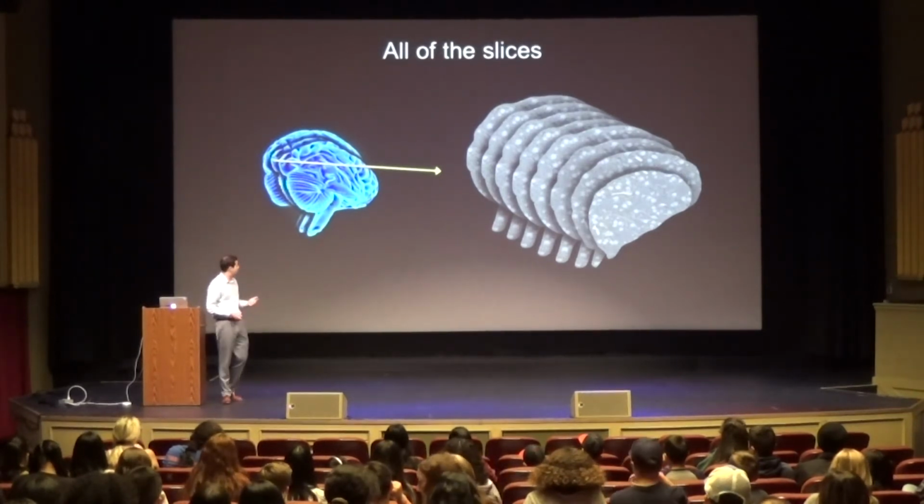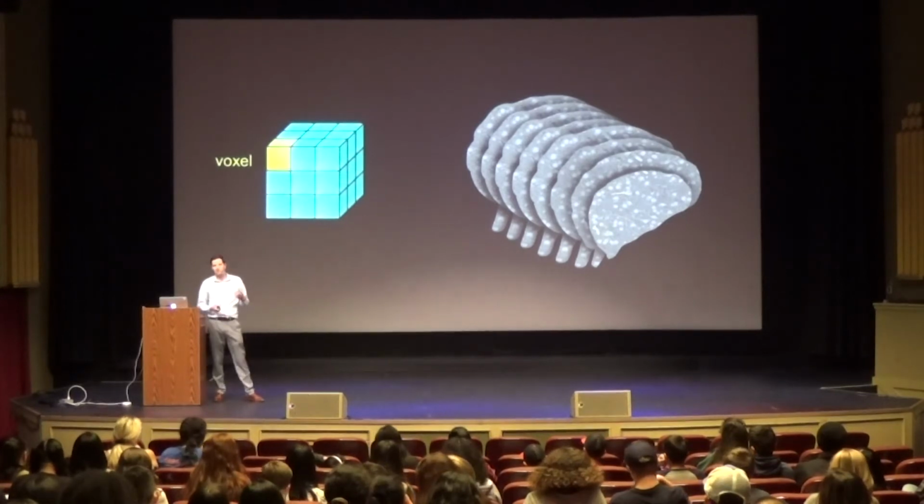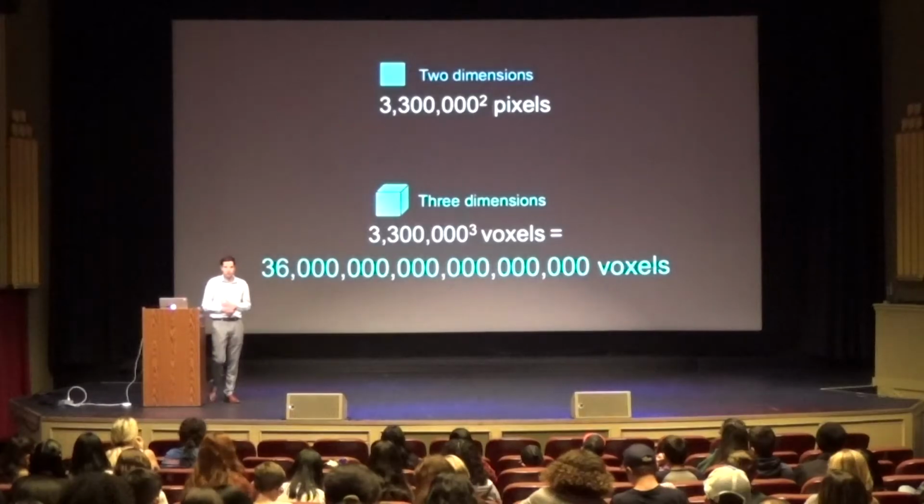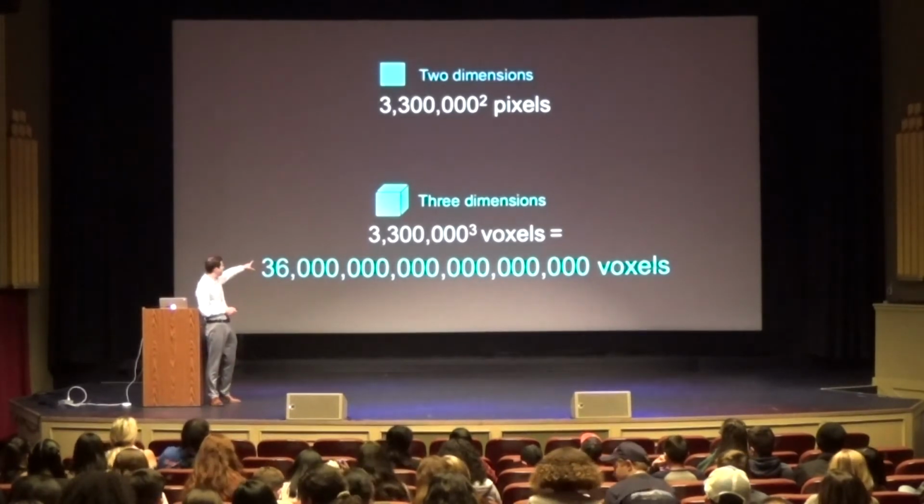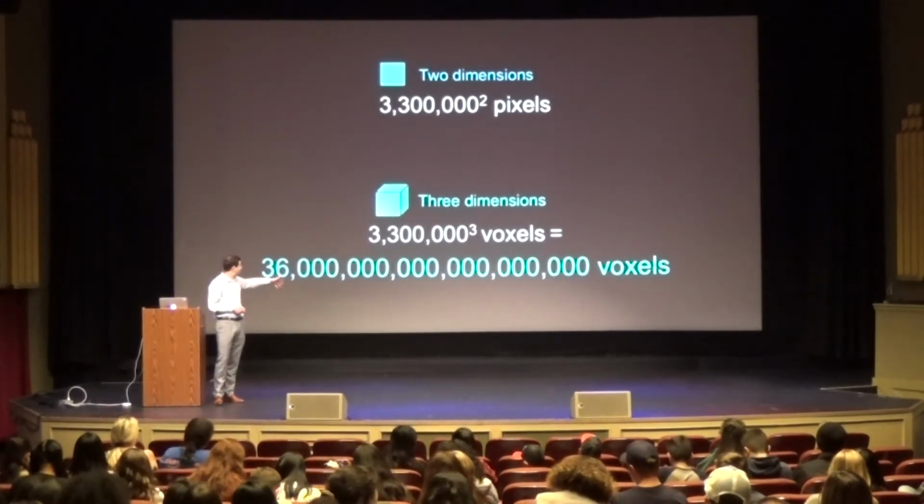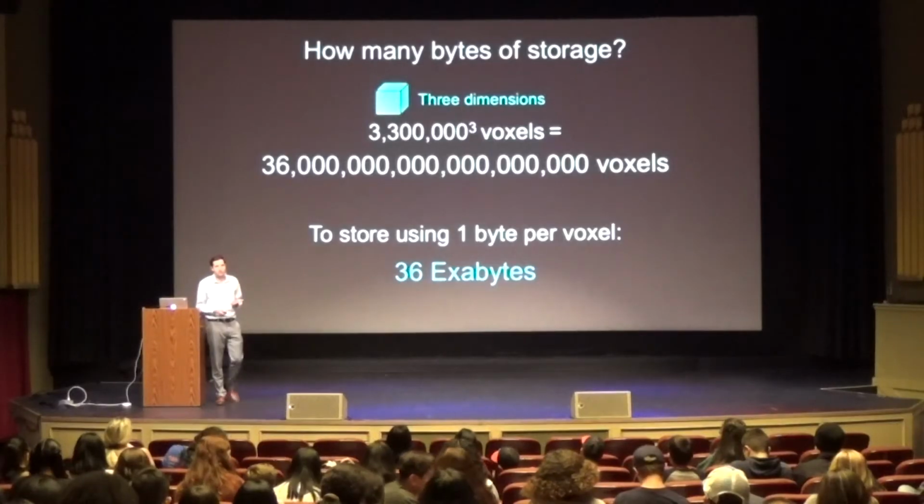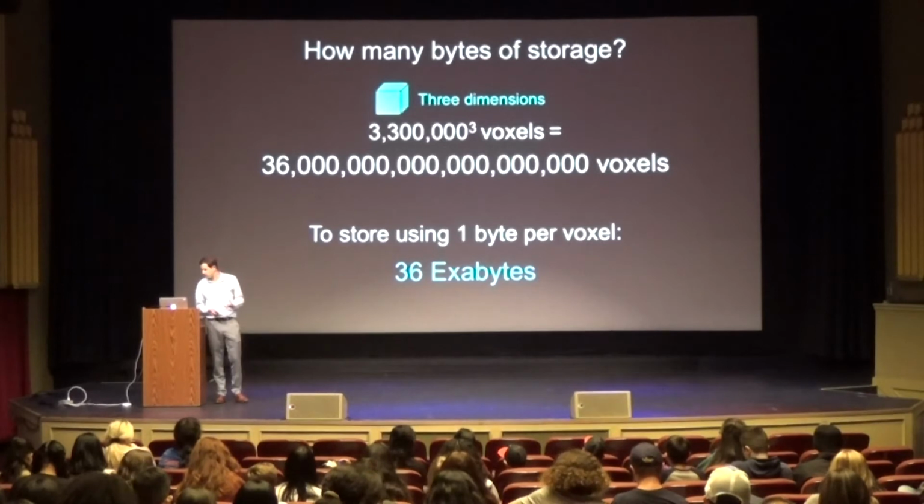So now, instead of pixels, we're going to talk about voxels. And a voxel is a volumetric pixel. So it's a single unit in a volume that we have to divide our brain into. So how many voxels are in our brain? Well, in 2 dimensions, we said it was about 3 million squared. For the entire volume, it's going to be about 3 million cubed, which is a 36 with 18 zeros at the end. It's a huge number. And if we were to assign a single byte to each of those voxels to record it in a computer, that would take up 36 exabytes of space.